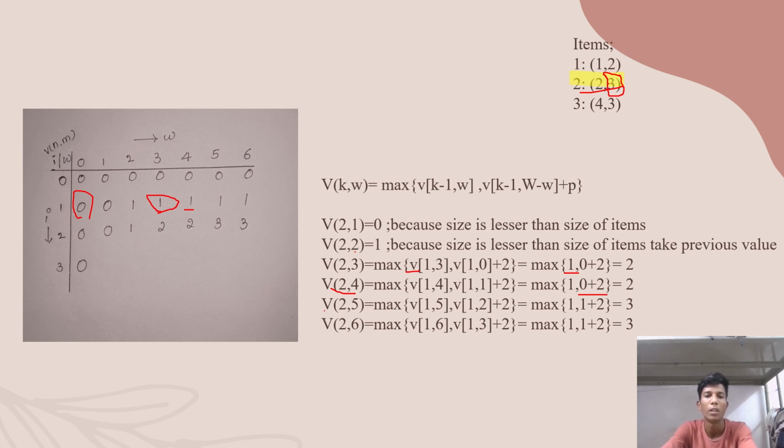Now V of 2 comma 5 is equal to max of V of 1 comma 5, which is 1, and V of 1 comma 2, which also has 1, plus profit 2. So 1 plus 2 is equal to 3. So max of 1 comma 3, the maximum is 3. That's why we can consider 3. Similarly, V of 2 comma 6 is also 3.